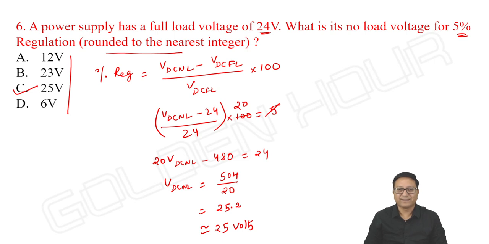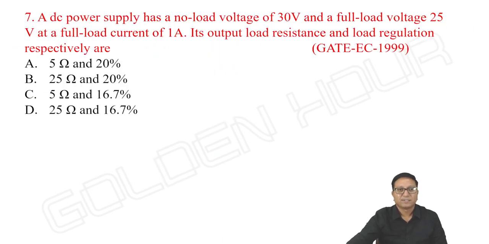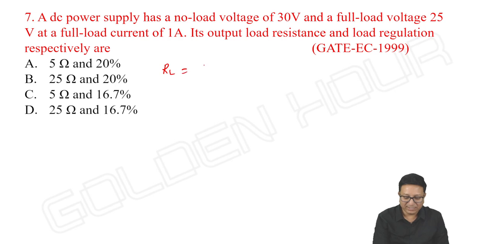Okay, it's as simple as that. Next, a DC power supply has a no load voltage of 30 volts and a full load voltage of 25 volts at a full load current of 1 ampere. What is its load resistance and load regulation? So the load resistance, RL, is equal to VDC full load by IDC.